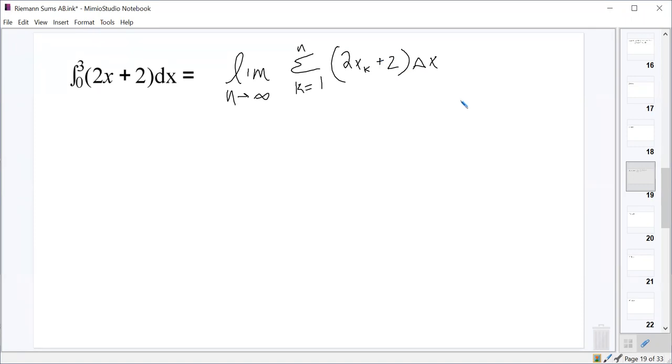So delta x, as we talked about yesterday, is always equal to b minus a over n, or in this case, just 3 over n. Everybody good with delta x being 3 over n? Yeah. And I think we talked about a formula for what x sub k will always be also. What is x sub k always going to equal? A plus delta x times k. So in this case, that's just 3k over n. Everybody good there?